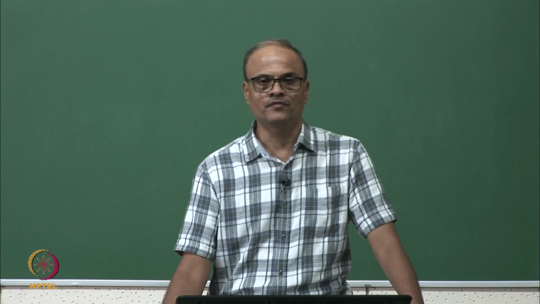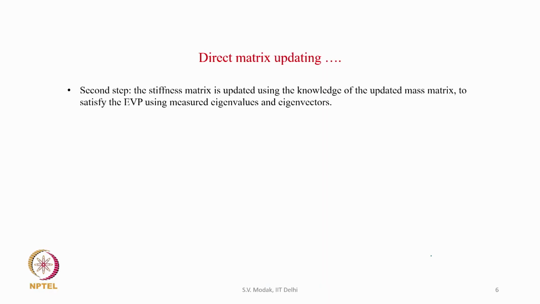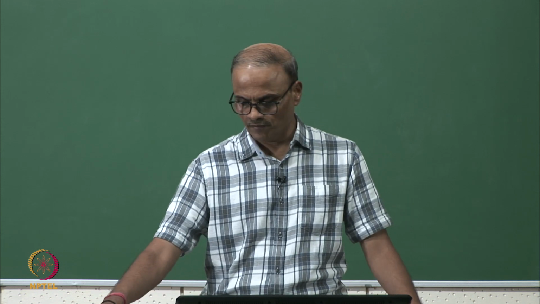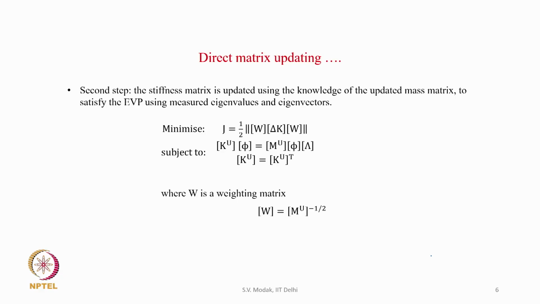In the second step, the stiffness matrix is updated using the knowledge of the updated mass matrix, subject to the constraint that the measured eigenvalues and eigenvectors, along with the updated stiffness matrix and updated mass matrix, satisfy the eigenvalue problem. The optimization problem is defined in this form. We define the objective function J, which is equal to half the norm of the product of the weighting matrix W, delta K, which is the change in the stiffness matrix, and the weighting matrix W again. This norm is minimized subject to the constraint that the measured eigenvector and eigenvalue matrices, along with the updated stiffness and mass matrices, satisfy the eigenvalue problem.